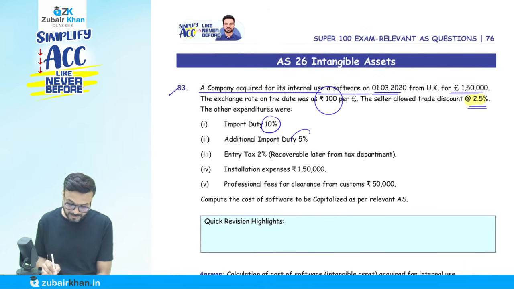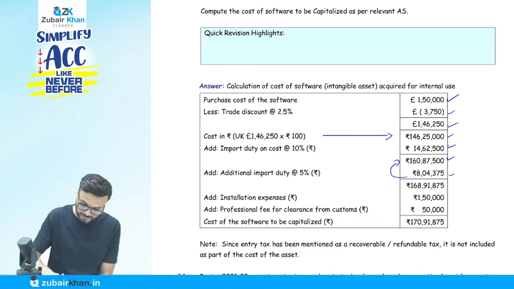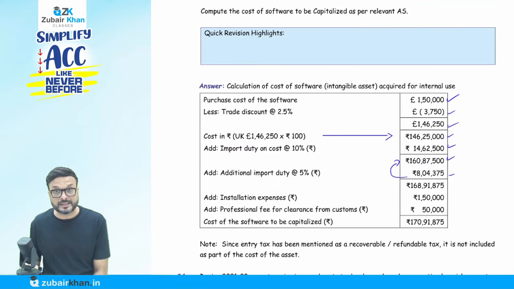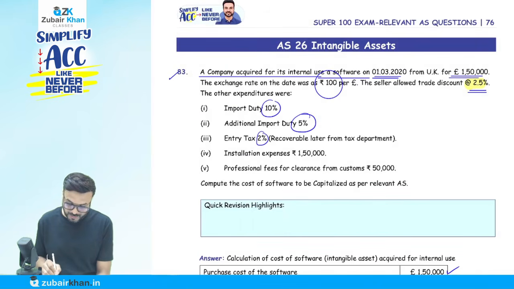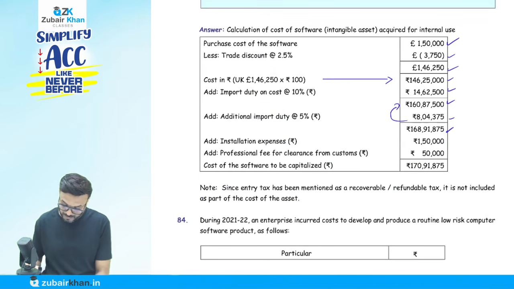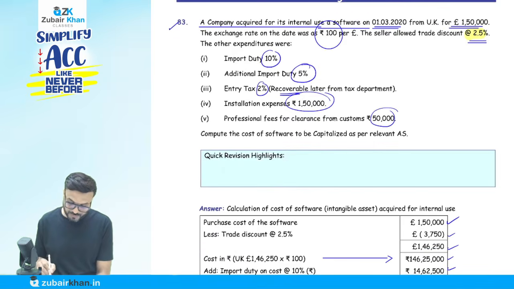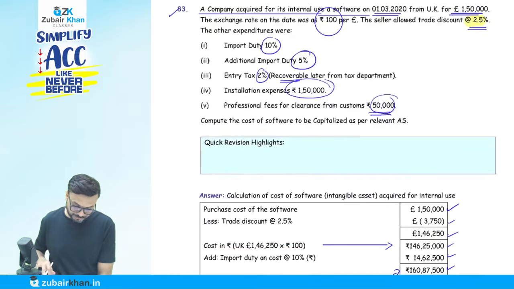Then they say a 5% additional import duty. We are going to calculate 5% on this amount, then the value comes. Then they say they incur entry tax 2% recoverable. Recoverable is not a part of the cost of the intangible. Installation expense, before it is ready to use, is 1,50,000. We'll add 1,50,000 here. And professional fees for customs clearance are directly attributable, so that will add to the cost of the intangible. That is the total cost. How simple it is. Okay, then question number 83 is done.